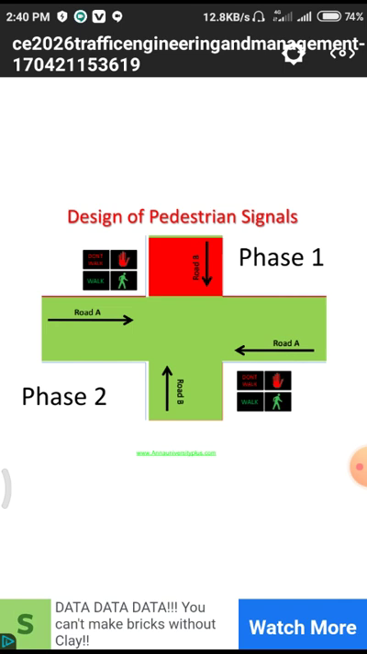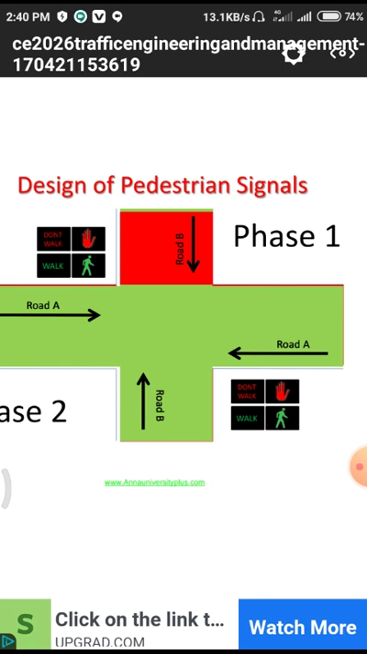Here we also have other signal symbols. The first symbol is represented with a red hand. That means a red hand means don't walk. These don't walk symbols are normally used for pedestrians, not for vehicles. After that, we have the walk symbol with a green signal. That means a human walking with legs, so that symbol is represented for pedestrians to walk. Those two are the symbols we normally use.